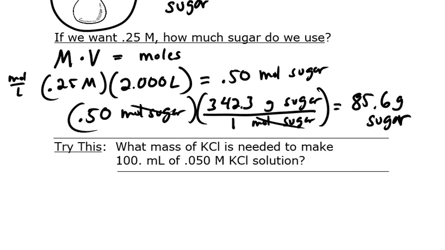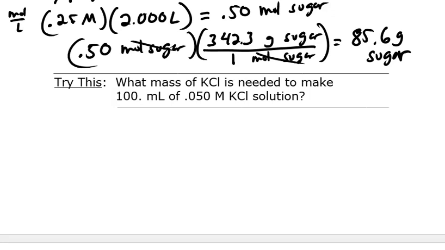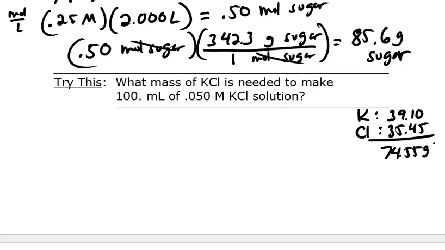All right, so see if you understand these calculations by trying one of your own. What mass of KCl is needed to make 100 milliliters of 0.05 molar KCl solution? So give that a try. In order to do this, you're going to need the molar mass of KCl, and I haven't given you that one, so you have to figure that out first. The molar mass of potassium, 39.1 grams per mole. Molar mass of chlorine is 35.45, so there's one of each, so together you get 74.55 grams per mole. We're going to need that number.